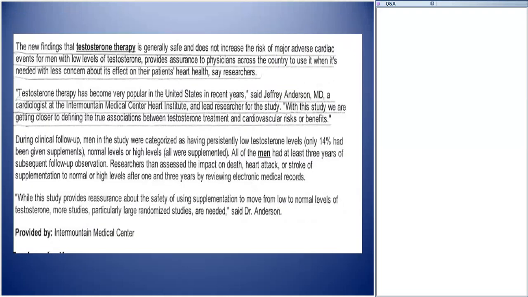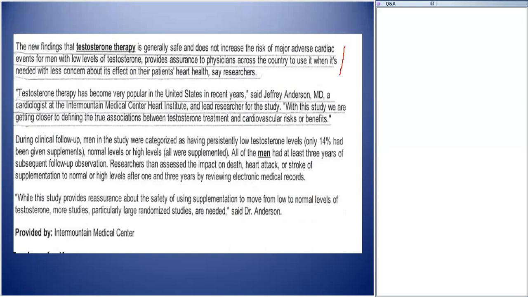The new findings that testosterone therapy is generally safe and does not increase the risk of major cardiac events for men with low testosterone levels provides assurance to physicians across the country and should provide assurance to those having to defend their position of using it when it's needed, with less concern about its effect on the patient's heart health, researchers said.